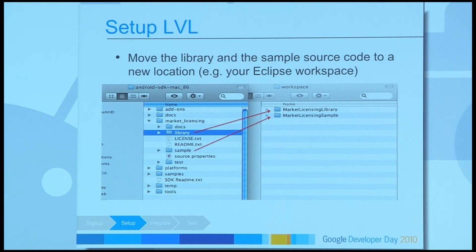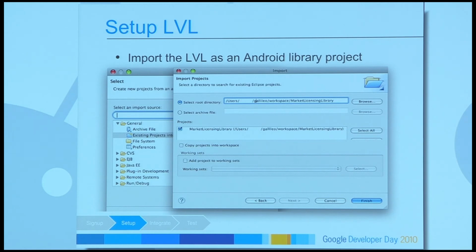Before you use the library, you have to move the library, and if you want to try the sample code, move the sample code as well to a new location, for example, your Eclipse workspace. You don't use the code right in the Android SDK folder. So, setting up the library: after you move it to your workspace, you can import the project just like any other project in Eclipse.